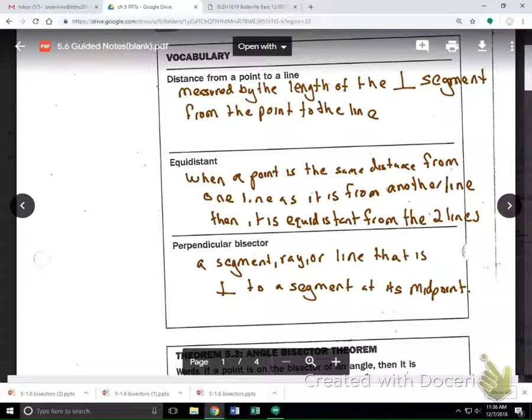And our last one you've had before, perpendicular bisector: a segment, ray, or line that is perpendicular to our segment and is at its midpoint. So remember, when we bisect something, we split it into 2, and they have congruent measure.